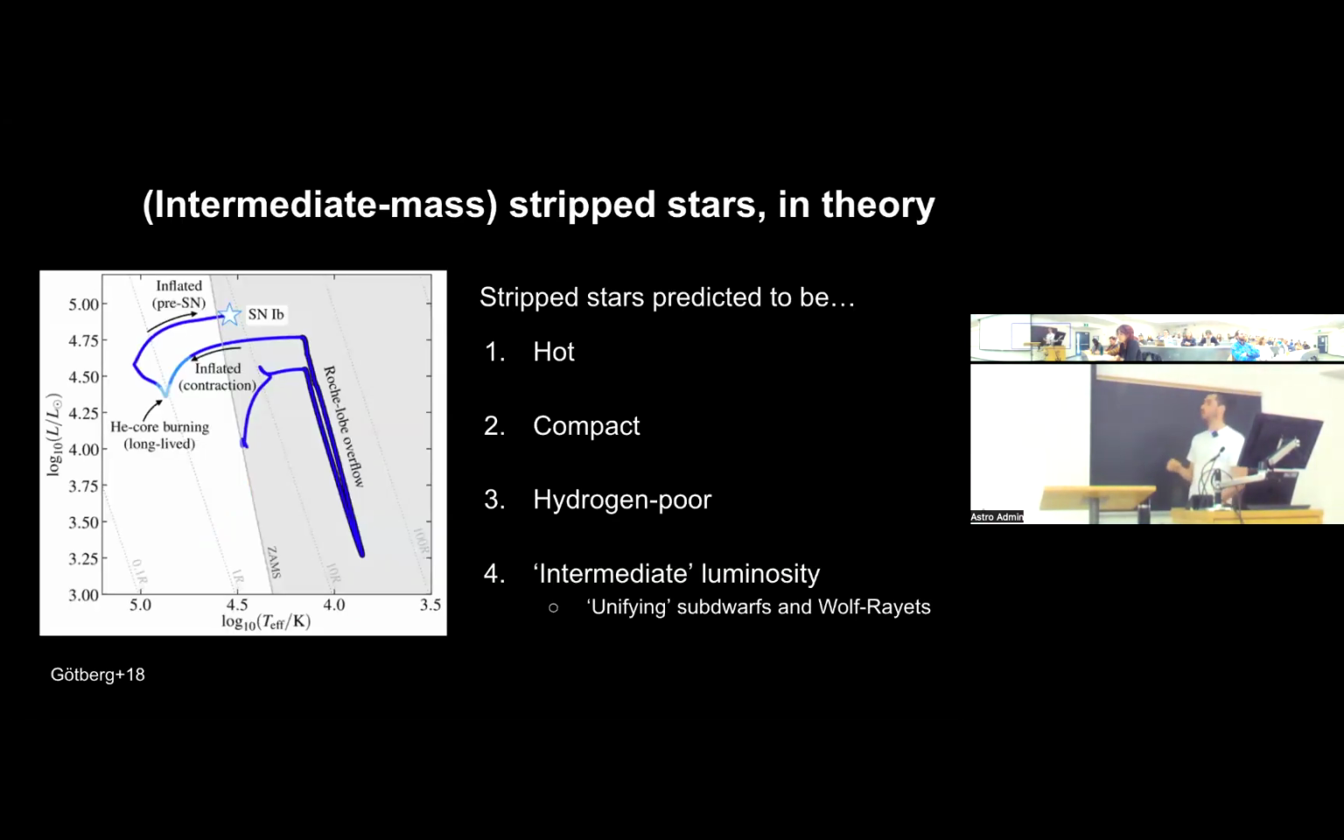So in theory, what should these intermediate mass stripped stars, which I'm just going to shorthand as stripped stars from now on, look like? They should be very hot, with temperatures of 30,000 to 100,000 Kelvin. Compact, with roughly solar radii. Very hydrogen poor, because they've just had almost their entire hydrogen envelope removed. And of intermediate luminosity, in between the subdwarfs and the Wolf-Rayets. So that luminosity here, where the stripped star spends most of its lifetime, is in this intermediate regime.